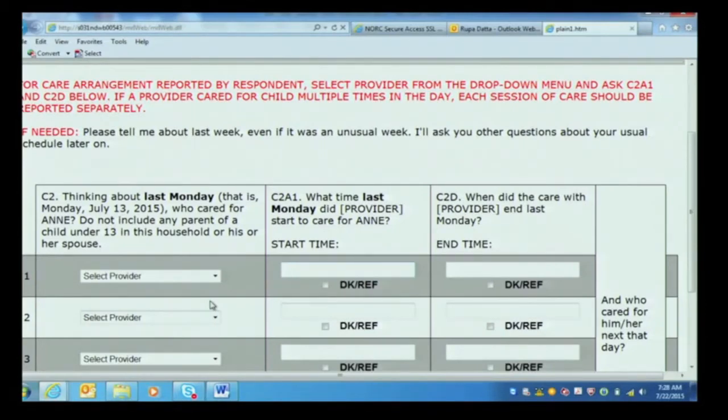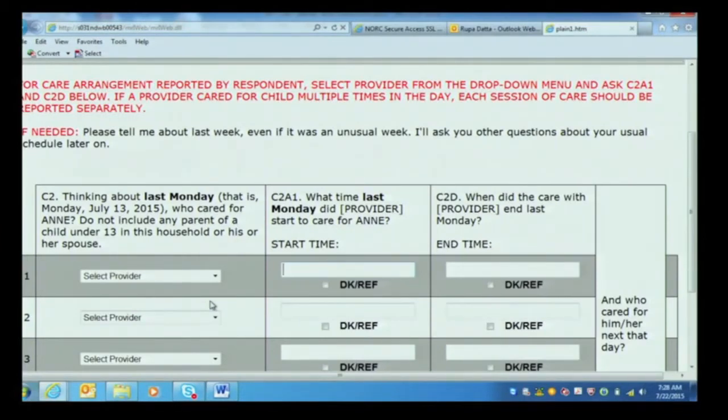So the instruction across the top says, for care arrangement reported by respondent, select provider from the drop-down menu and ask C2A1 and C2D below. If a provider cared for child multiple times in the day, each session of care should be reported separately. Okay, then we'll go ahead and return to the language that would actually be used. So thinking about last Monday, that is Monday, July 13th, 2015, who cared for Anne?